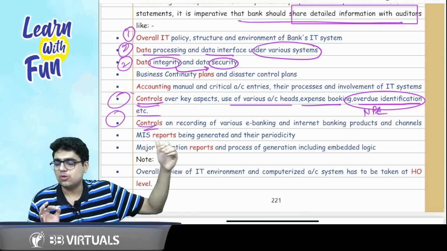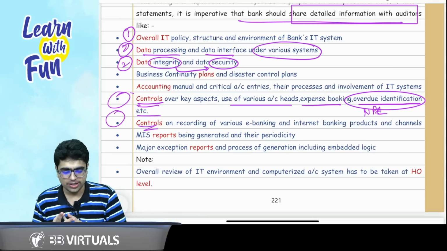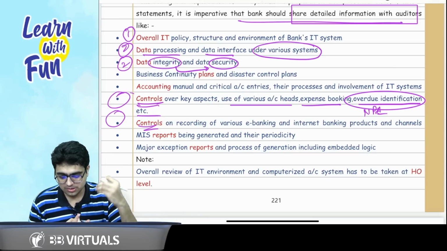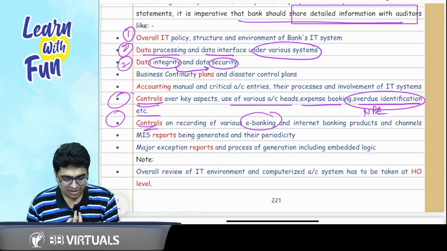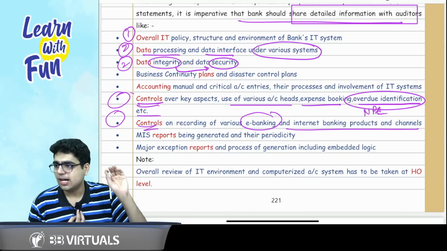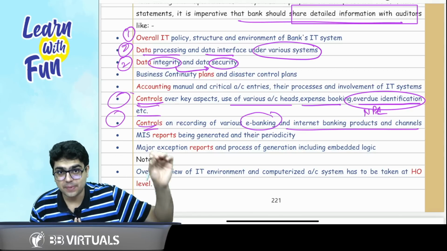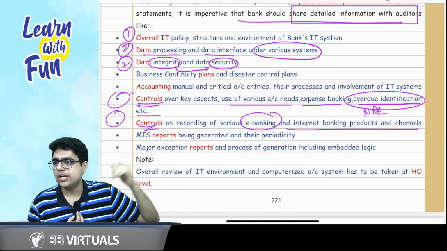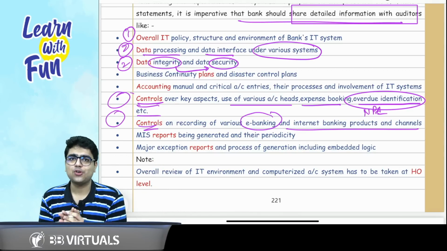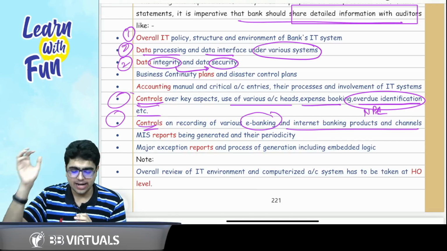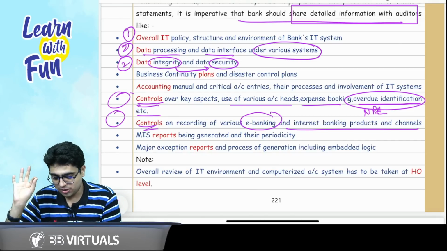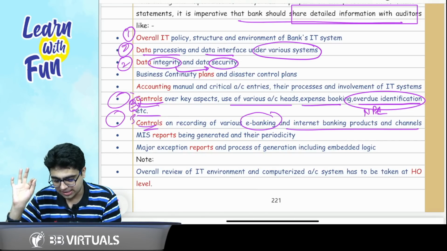So controls around the key aspects like accounting heads, expense heads, overdue identification, and expense booking. Then comes the controls around internet banking and e-banking facilities. Even if you are able to remember these 5 points, I think it's more than enough.